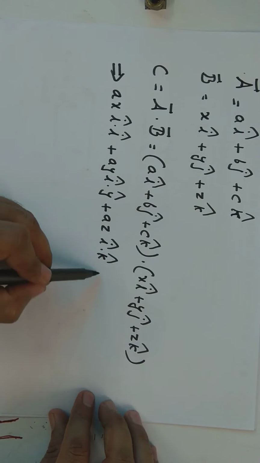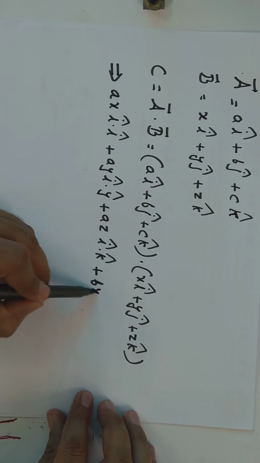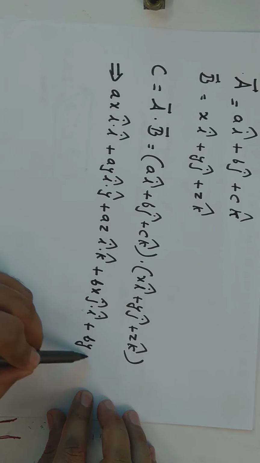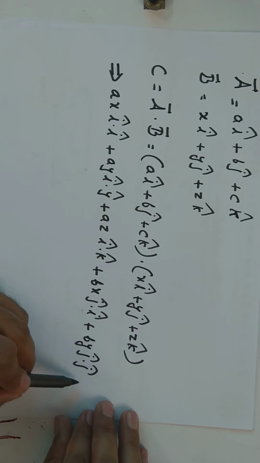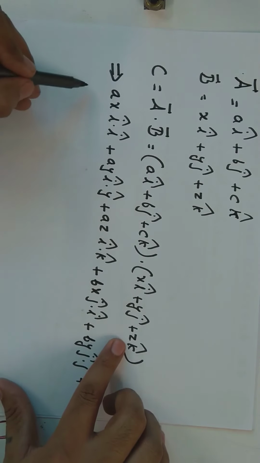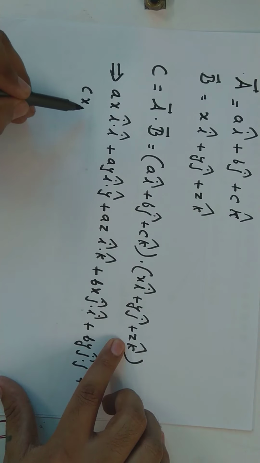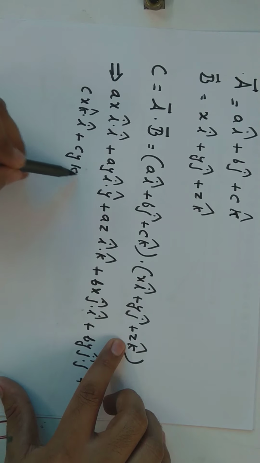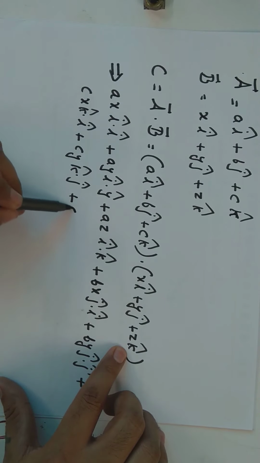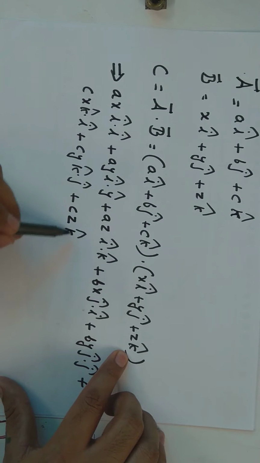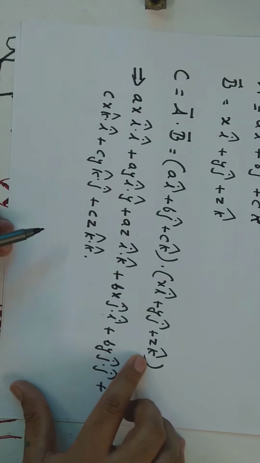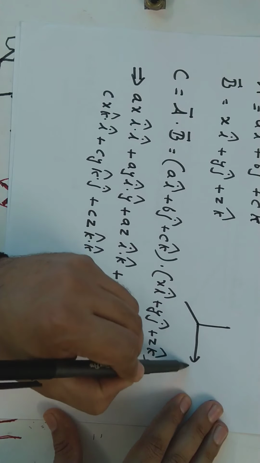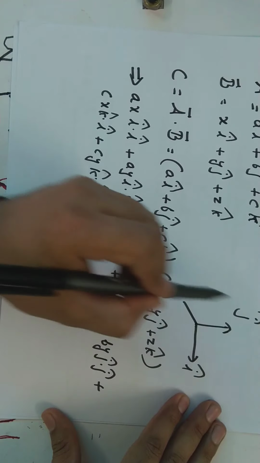Okay, plus b x j cap dot i cap plus b y j cap dot j cap plus c x k cap dot i cap plus c y k cap dot j cap plus c z k cap dot k cap. Okay, now as we know the three-dimensional space i cap, j cap, k cap.